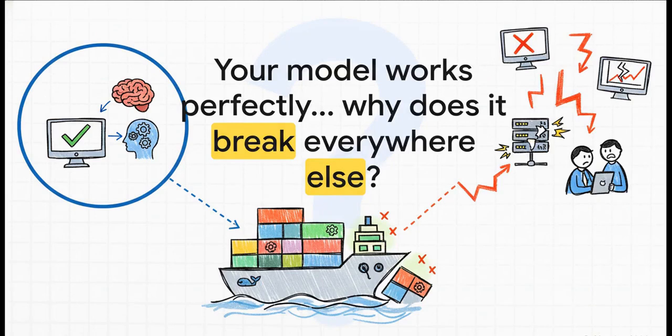So, you know the feeling, right? You've spent days, maybe weeks, getting your model to work just perfectly. You hand it off, you push it to a server, and boom, it all falls apart. Look, this isn't you being a bad developer. This is a systemic problem that absolutely plagues AI development.